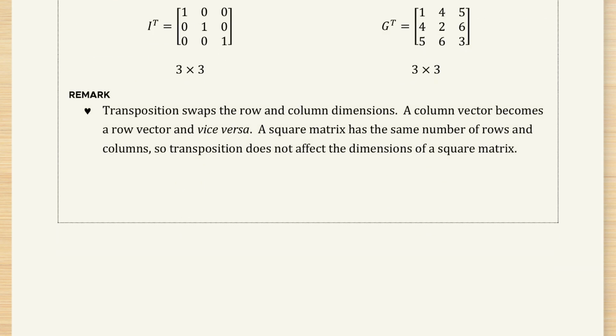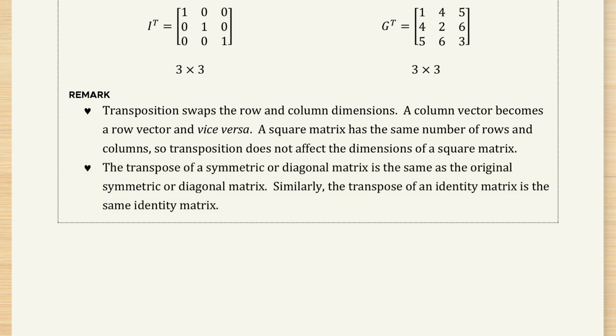To summarize, when we transpose a matrix, we switch the rows and the columns, and therefore the dimensions of the matrix may also change. In the case of a square matrix, since the row and column dimensions are the same, the dimensions do not change when we transpose. When we transpose a matrix that is symmetric or diagonal, we don't see any effect. The identity matrix is a specific example of a diagonal matrix, with ones along the main diagonal.